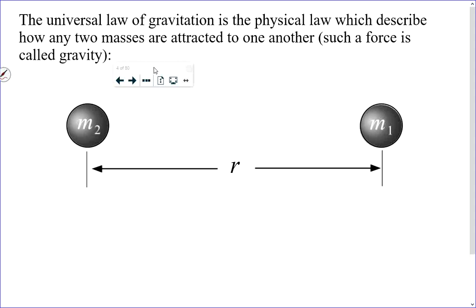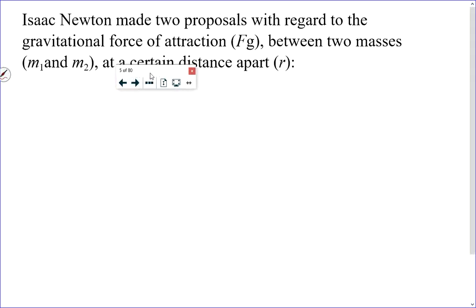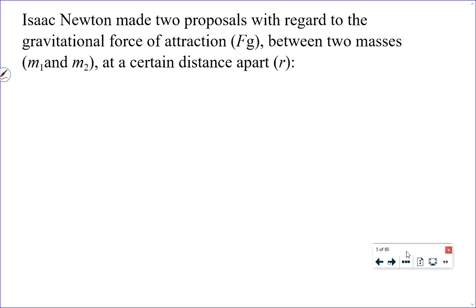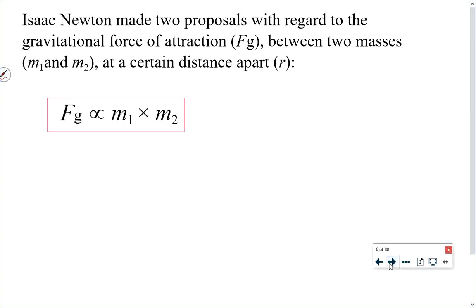Okay. What Isaac Newton hypothesized, and you're going to study something in Physics 30 called Coulomb's Law, which is so similar to this, what Isaac Newton hypothesized or proposed were the following ideas. He thought that the force of gravity was proportional to the product of the masses. I want to explain what that means. If the force of gravity is proportional to the product of the masses, that means if the masses are doubled, the force doubles.